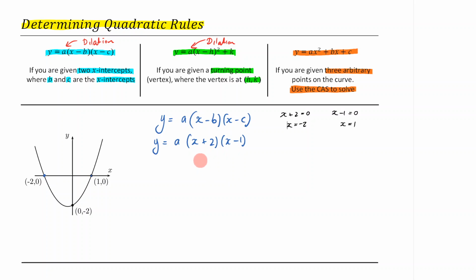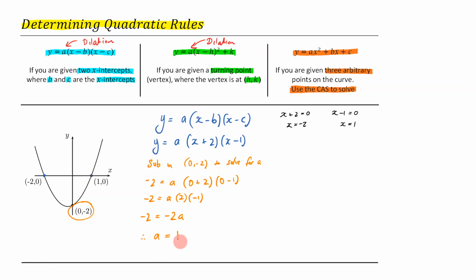The next step is to solve for what this a is. So what is my dilation factor going to be? So sub in the other point that we've been given. We're going to sub in (0, negative 2) to solve for a. So in my x spot, I'm going to put a 0, and in my y spot, I'm going to put a negative 2. So negative 2 equals a times (0 plus 2) times (0 minus 1). That means negative 2 is equal to a times 2 times negative 1. So negative 2 is equal to negative 2a. Therefore, a is equal to 1.